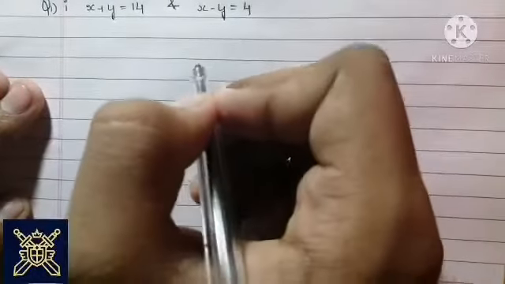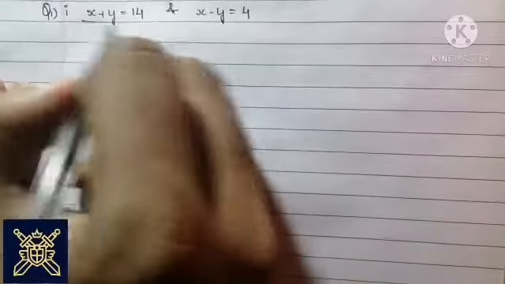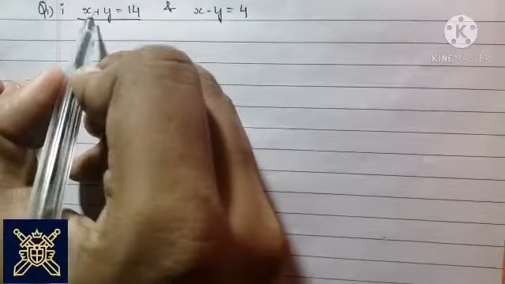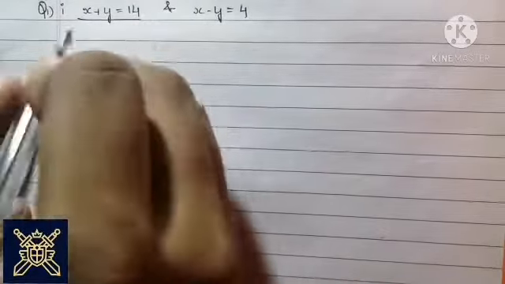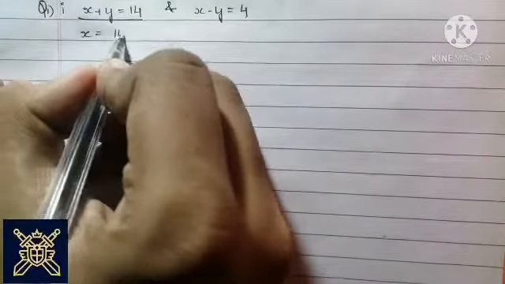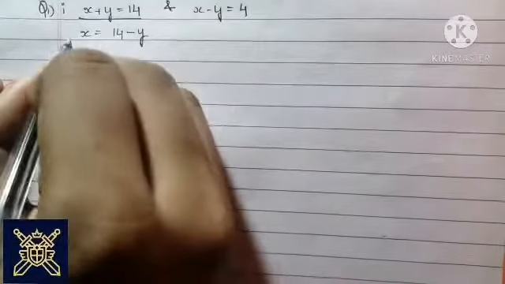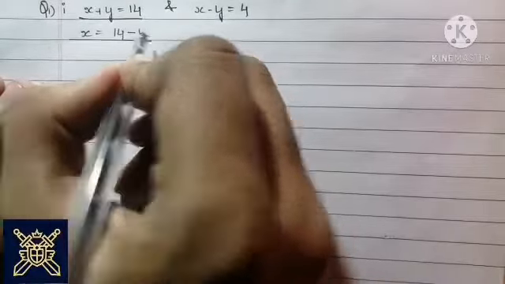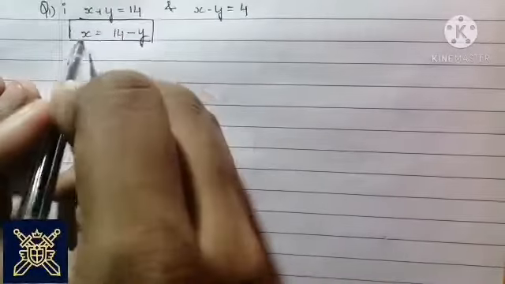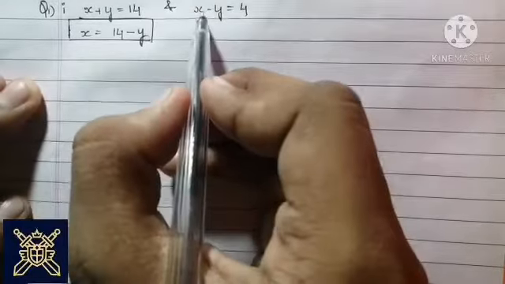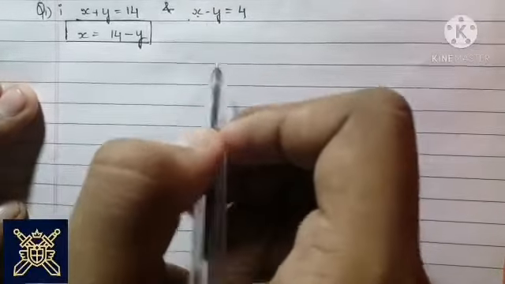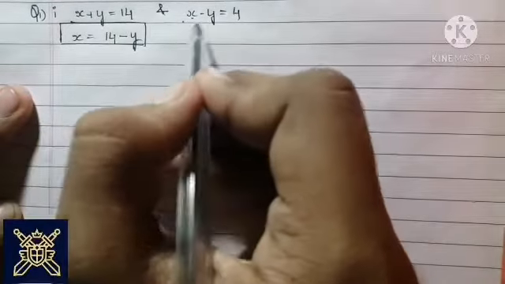So the first pair of equations is x plus y is equal to 14 and x minus y is equal to 4. You can choose any one of the two equations. So if we take this equation, we take one variable on LHS and send the other on RHS. So x is equal to 14 minus y. This is one of the equations. So from here we take the value of x, and this value should be put in this equation. So now let's put the value of x, that is 14 minus y, in this one.